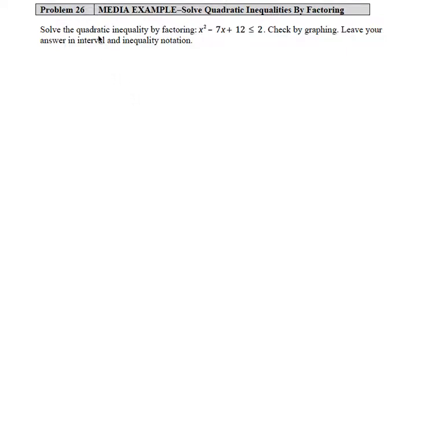In this problem, we're asked to solve the quadratic inequality by factoring x squared minus 7x plus 12 less than or equal to 2, and then check by graphing. So let's start by putting this inequality in standard form. So x squared minus 7x, and then I'm going to subtract 2 from both sides, so that's going to leave me with plus 10 is less than or equal to 0.